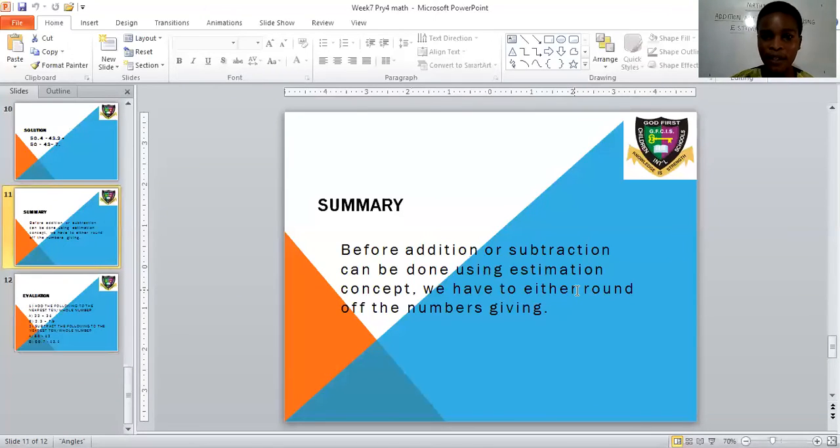Do not mind the error here. It's not supposed to be "either". It is, we have to round off the numbers given, and not either. We are not doing it on a probation basis. It is a must. Whenever you are adding or subtracting using estimation concept, you have to round off. It is not an option at all. We have to round off the numbers given before subtraction or addition can be done.